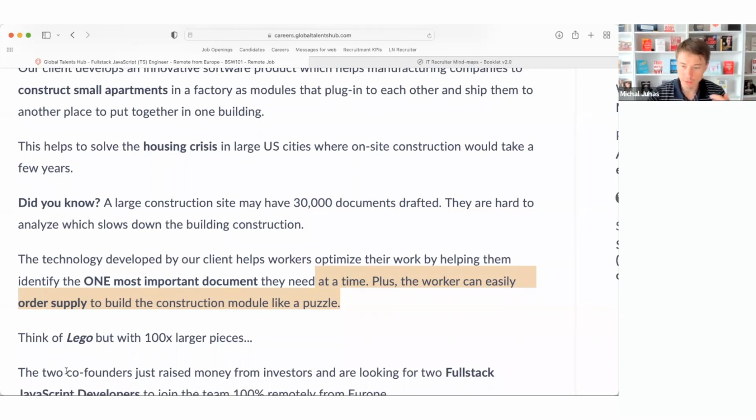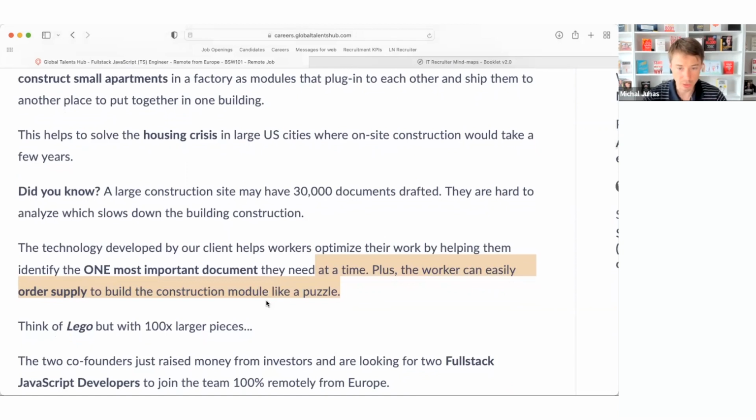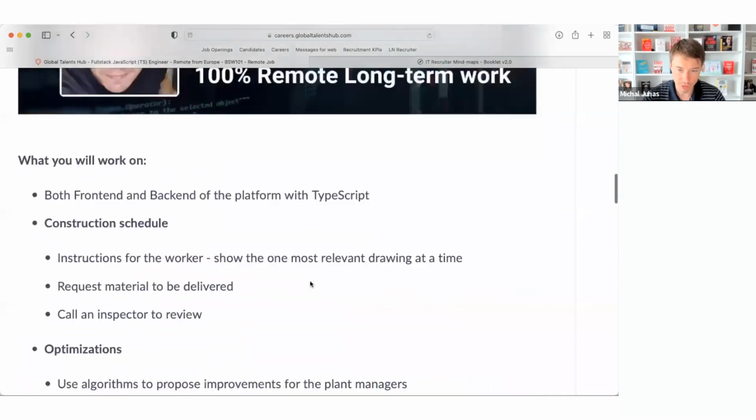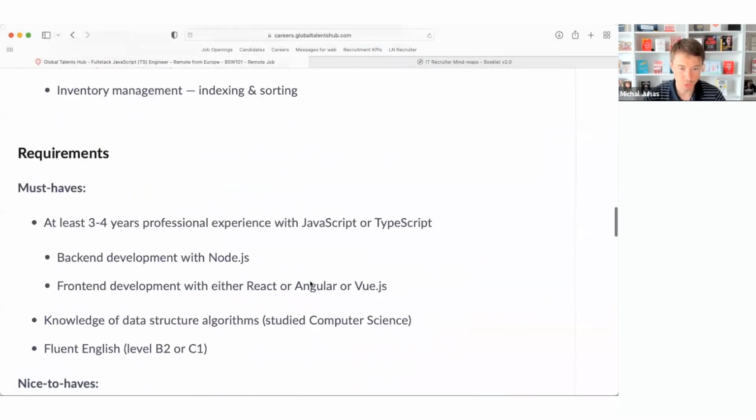This is why they are looking for a developer who understands data structure algorithms, so they can produce these charts and whatnot. Like, I don't really know the details either. They haven't really revealed how it works, and it doesn't really matter. What matters is that we need to find people who have experience with data structure algorithms.